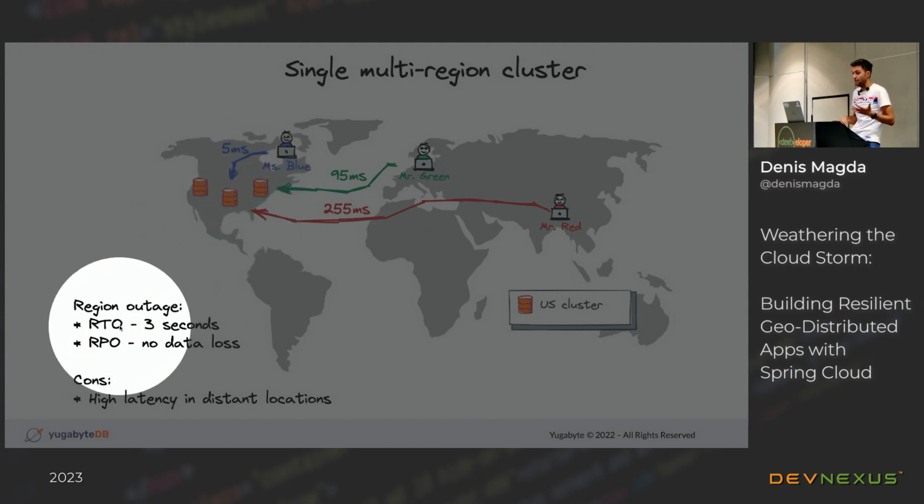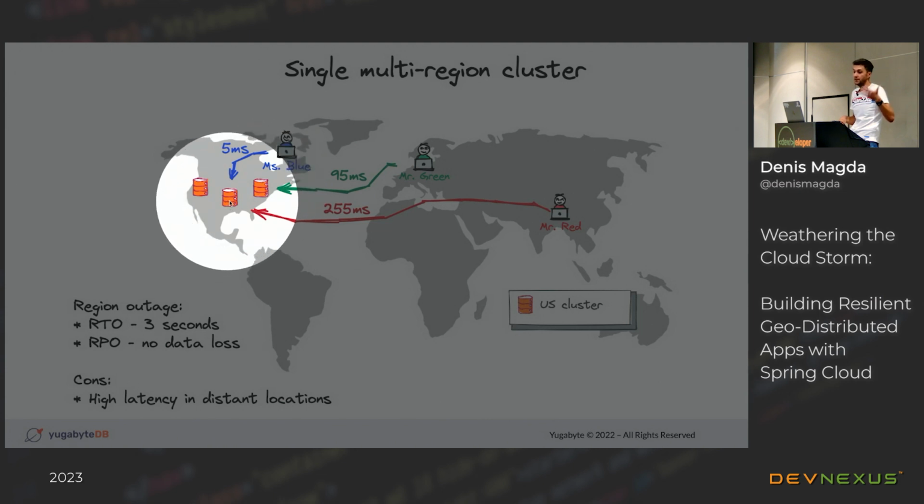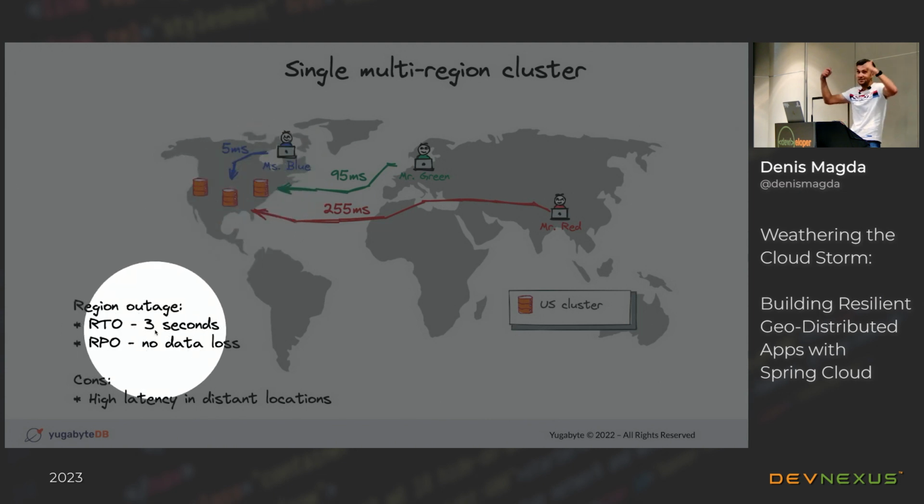And what's more important, my RPO, recovery point objective, is with no data loss. If any of these nodes go down or any of these regions go down, the cluster itself will be able to figure this out as quickly as 3 seconds. For instance, if one of the nodes doesn't respond to the heartbeats within 3 seconds, the cluster will eliminate it and keep processing the requests.